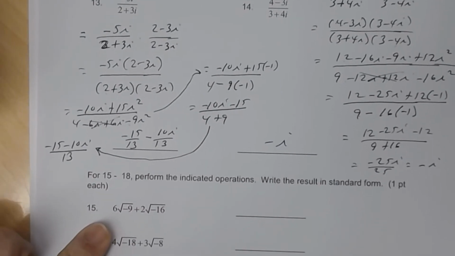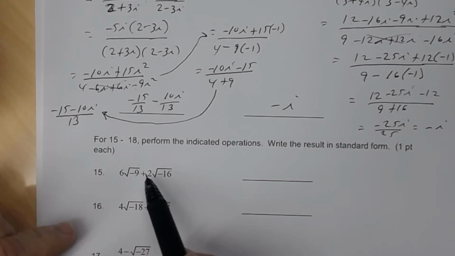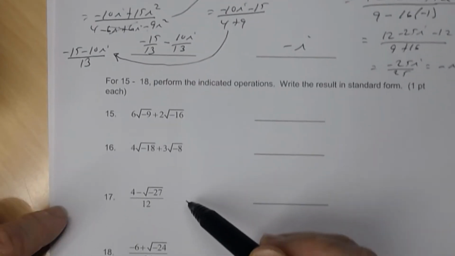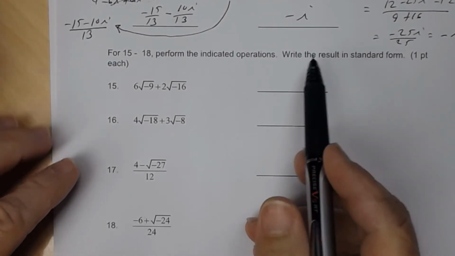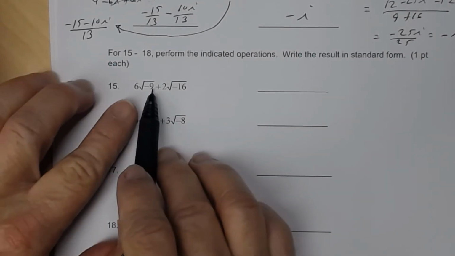Okay, now in 15. So in 15, you just want to perform the indicated operation. So you want to add, subtract, multiply, and divide. But you want to simplify, basically. So you're going to simplify these, and you're going to write it in standard form. So let's look at number 15.